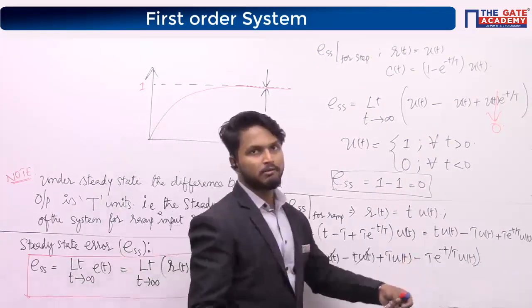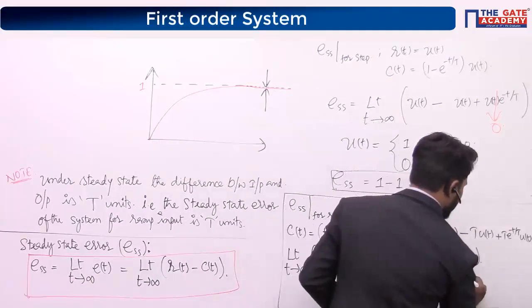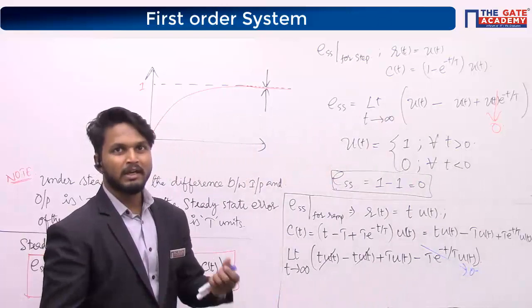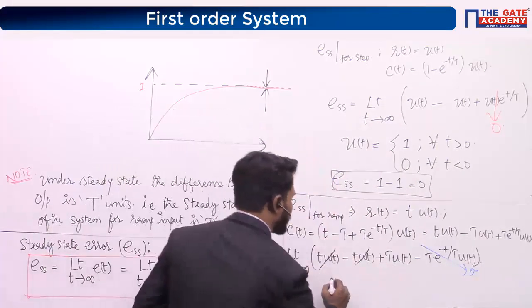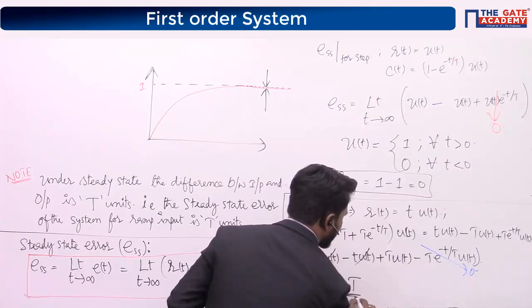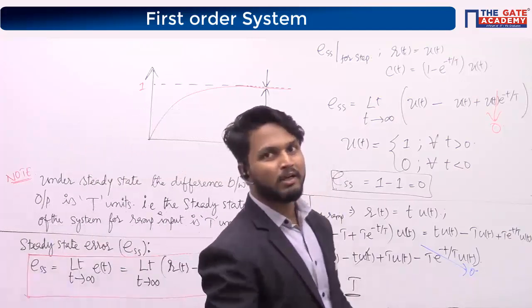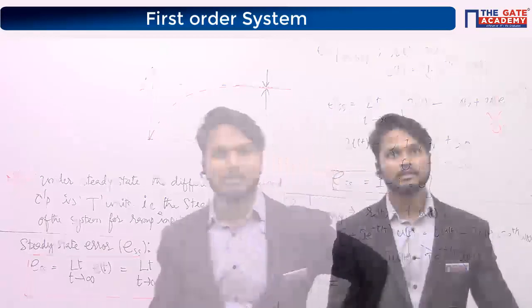If you put t is equal to infinity in this, what will you get? This will become 0. What about this? U of t as t approaches infinity is 1 only, right? So you are left with what? You are left with capital T. Capital T is the steady state error. So you can calculate graphically as well as mathematically. Is it clear, everyone?